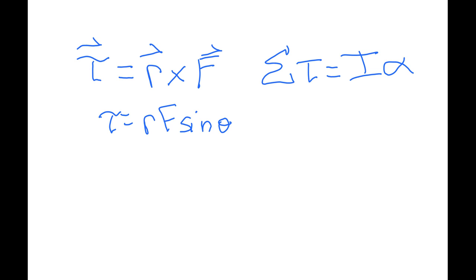So even if two objects have the same mass and the same radius, if one of them has their mass distributed closer to that axis of rotation than the other, it's going to have a smaller moment of inertia and it will take less torque to get it to accelerate.